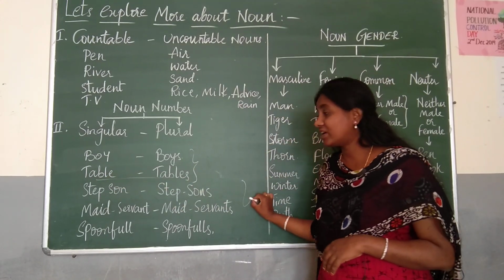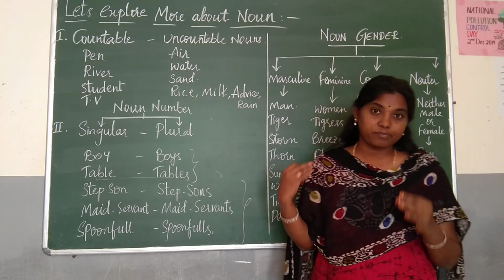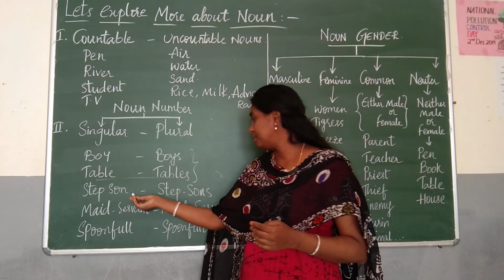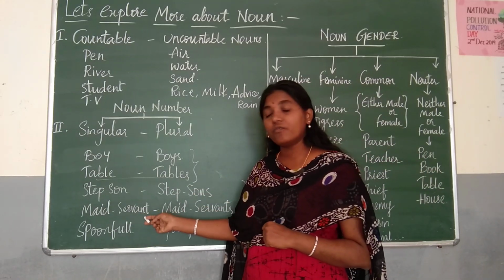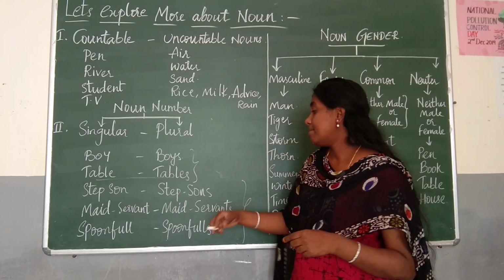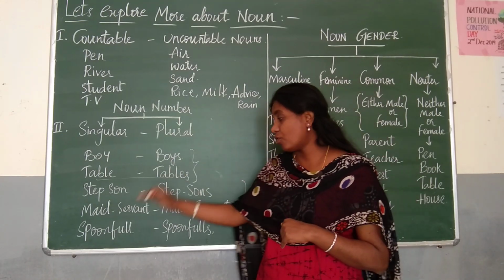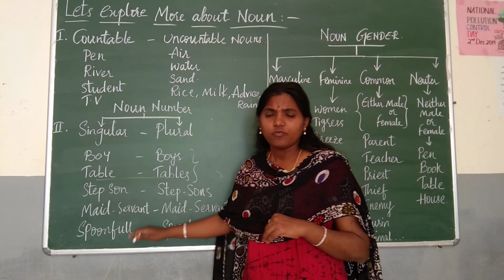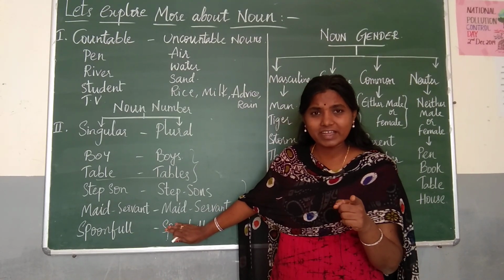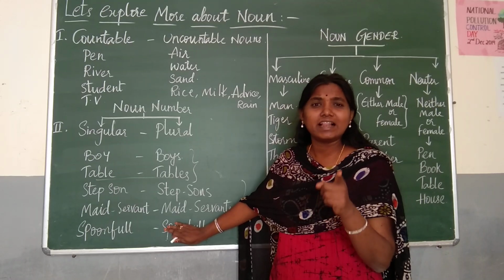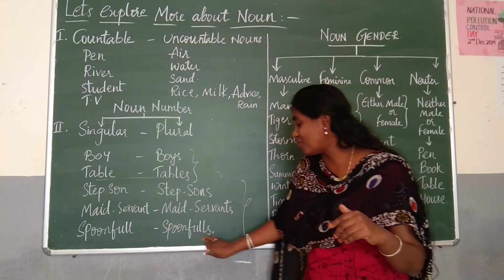But here are 3 different singular and plural words given to you which you have to memorize. Stepson, stepsons is plural. Maid servant is singular, maid servants is plural. Spoonful is singular. What will be plural? Spoonsful, right? You will definitely say spoonsful, but it is not spoonsful, it is spoonfuls.